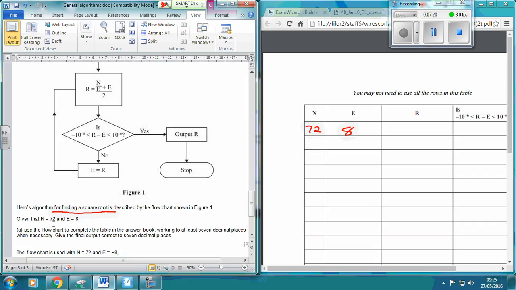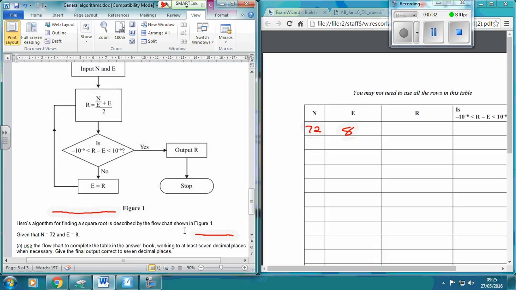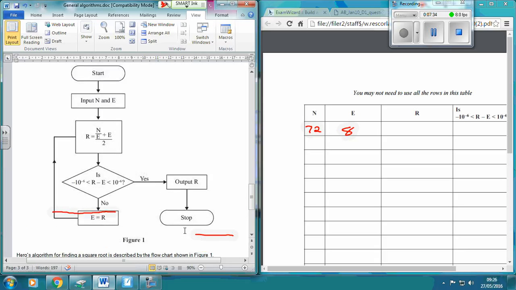And once we've inputted these, we've got to use the flowchart to complete the table in the answer book. Work to at least 7 decimal places again. Make sure you read the question. 7 decimal places when necessary. Give the final output correct to 7 decimal places. Okay. So let's work through it.